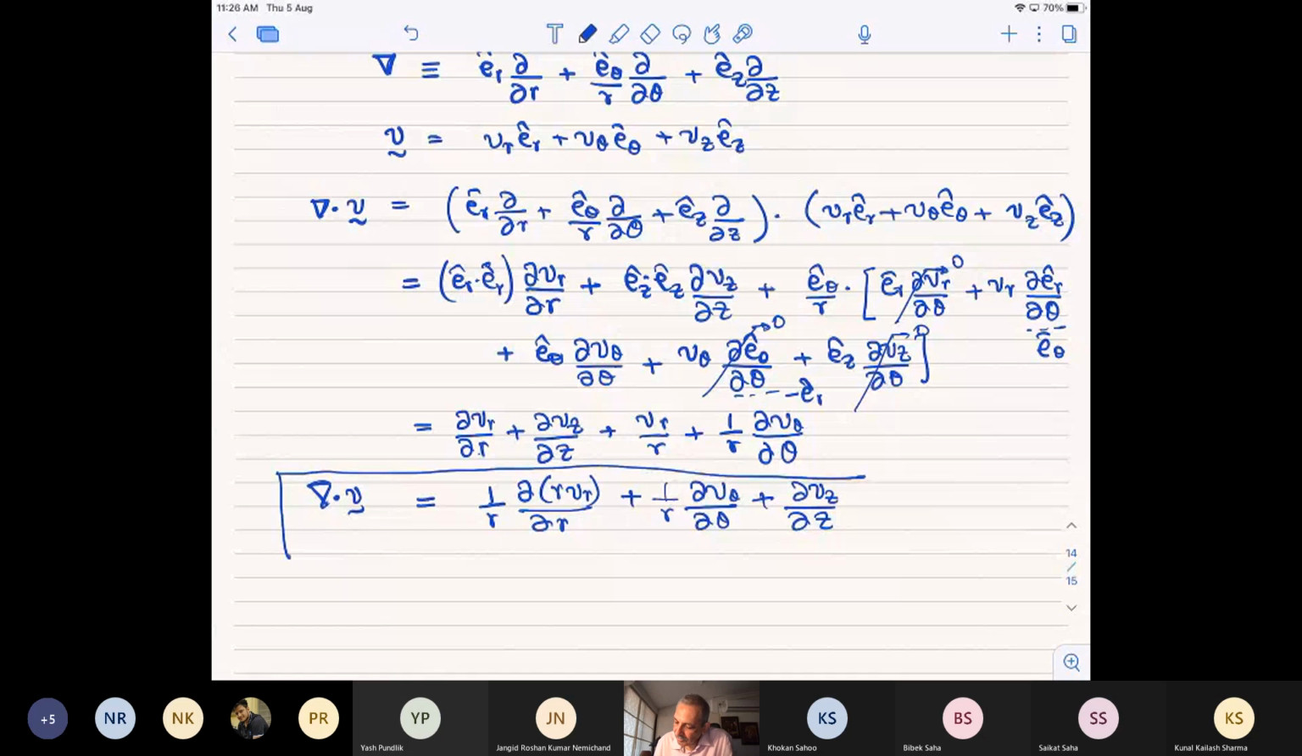So this is the only thing we have to be careful about: when you're taking derivative operations, in some cases the unit vector itself may be dependent on the variable. So you will get additional terms which you have to account for. Is this fine?